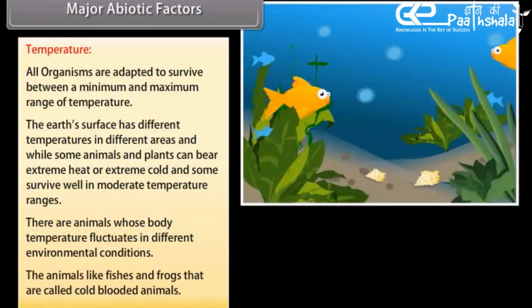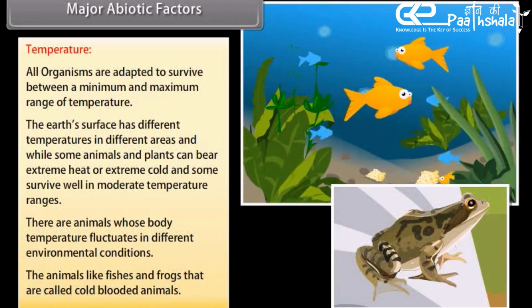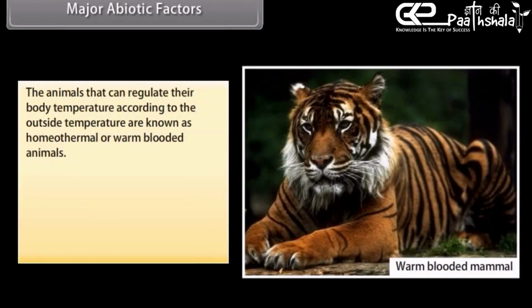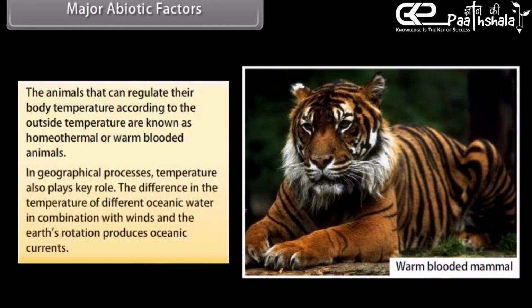There are animals whose body temperature fluctuates in different environmental conditions. The animals like fishes and frogs are cold-blooded animals. The animals that can regulate their body temperature according to the outside temperature are known as homeothermal or warm-blooded animals. In geographical processes, temperature also plays a key role. The difference in the temperature of different oceanic water in combination with winds and the Earth's rotation produces oceanic currents.